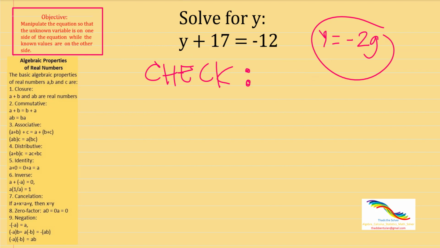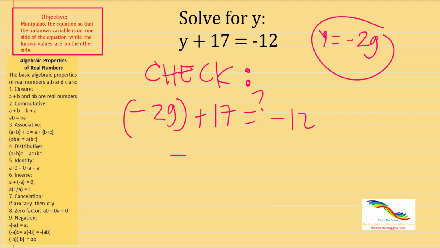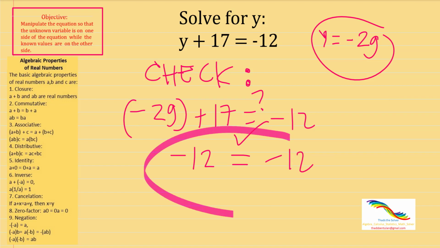So in this case, y is negative 29. So negative 29 plus 17, is it equal to negative 12? Okay, so in this case, negative 29 plus 17 is negative 12, which is equal to negative 12. So you have already done the cross-checking. So now you know that your answer is correct.